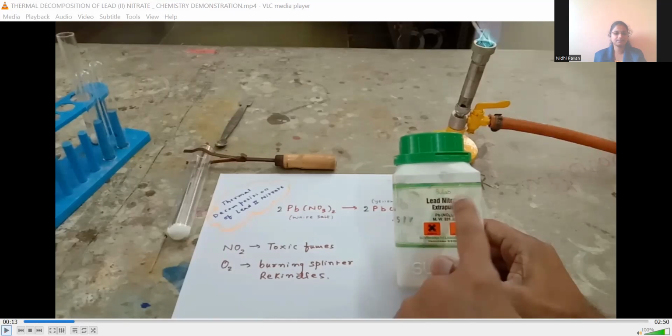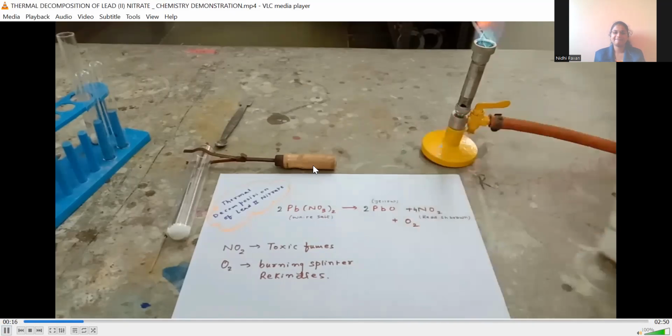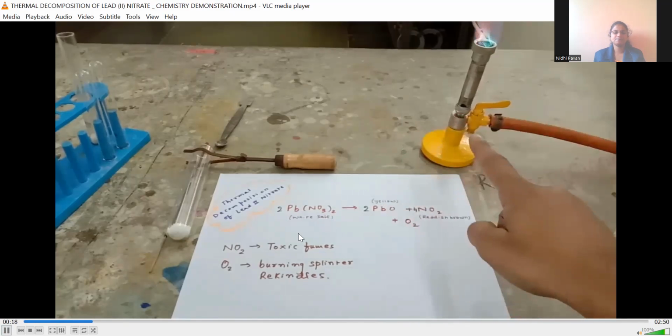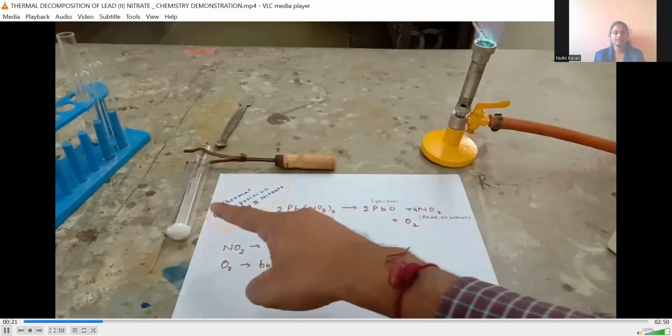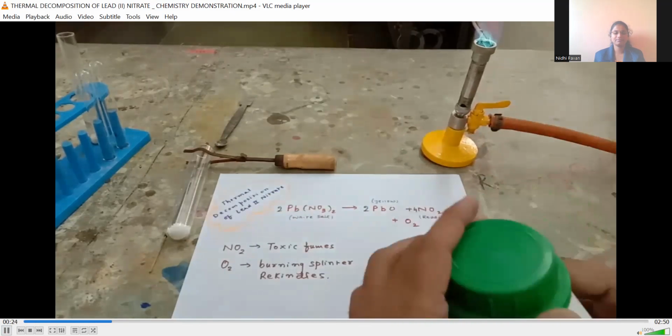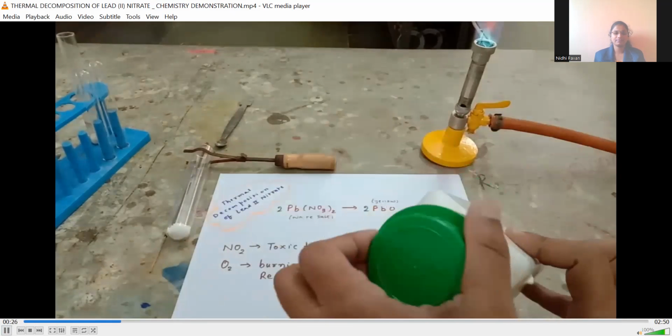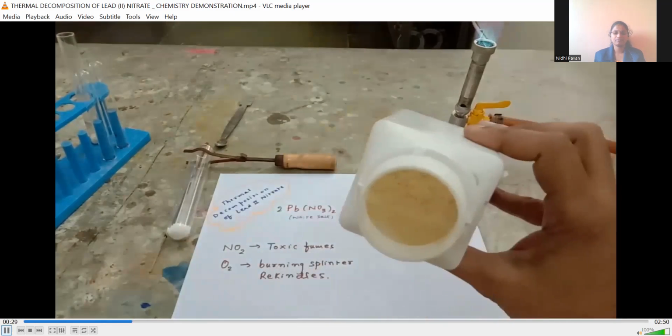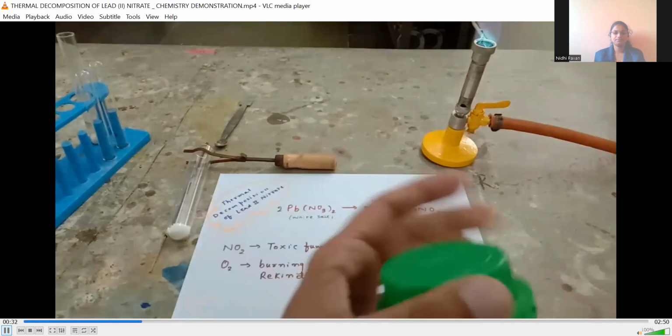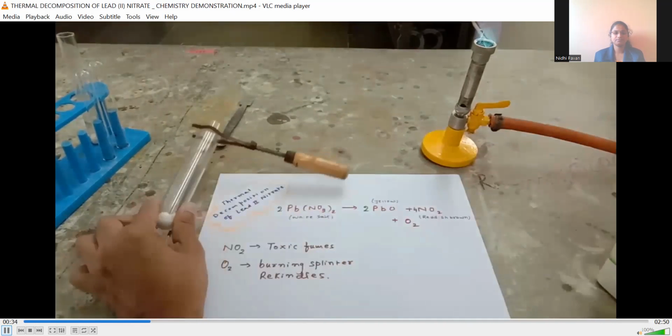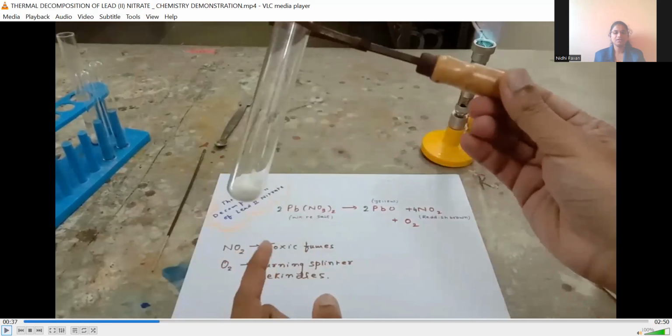For this experiment we require a Bunsen burner, a test tube holder, a test tube, and PbNO3 whole twice, lead nitrate, which is white in color. I have already taken some lead nitrate in the test tube. As you observed, lead nitrate is a white-colored salt. It is taken in a boiling tube, or we can say a test tube, which has a larger capacity. Now he is heating the lead nitrate. Let us see what happens.